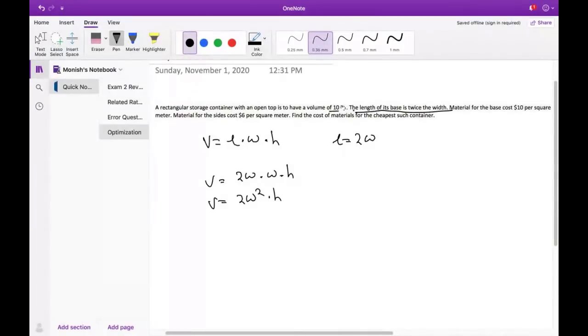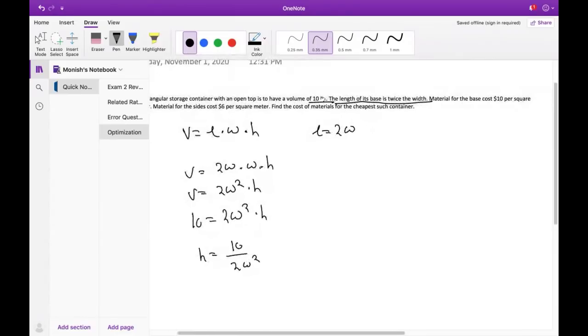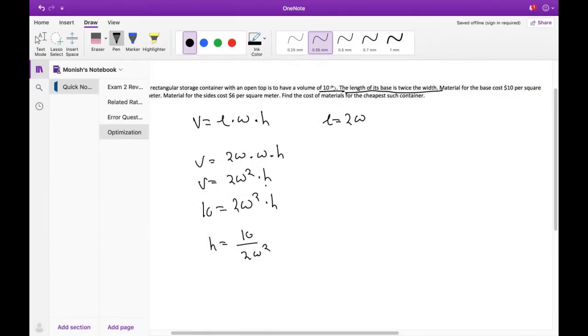Plug in volume and rearrange for H. That's how you solve for H. So it gives you that the volume is 10. So we know 10 equals 2W squared times H. If we rearrange it for H, we get 10 over 2W squared. Okay. Now we have an equation for everything, basically. Now we're going to have to work with the cost. That's what it's asking us for, to find the cheapest possible cost.